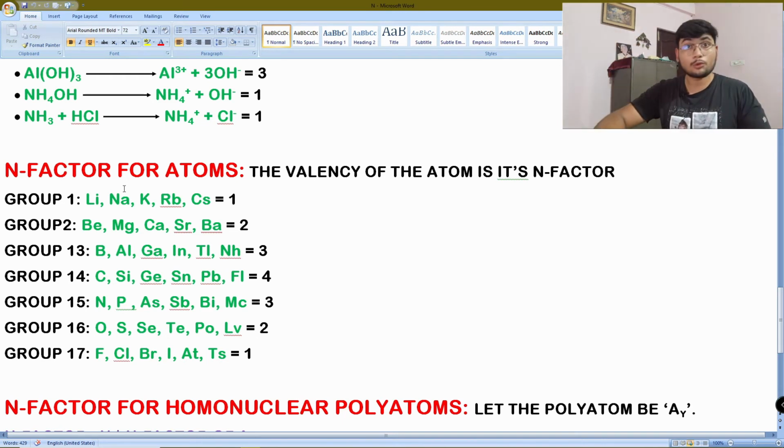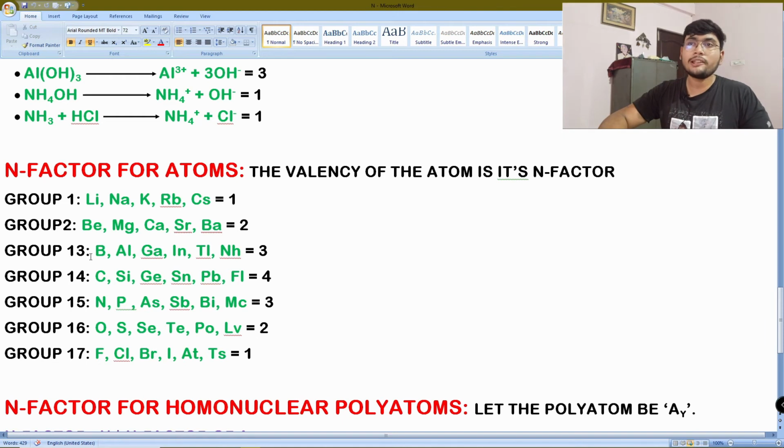So let us see group wise. In group 1, the elements are lithium, sodium, potassium, rubidium, cesium. All have valency 1, so the N factor will be 1. In the second group, there are beryllium, magnesium, calcium, strontium, barium. All these elements have valency 2. Basically they have 2 electrons in the outermost shell, that's why their valency is 2, so the N factor will also be 2.